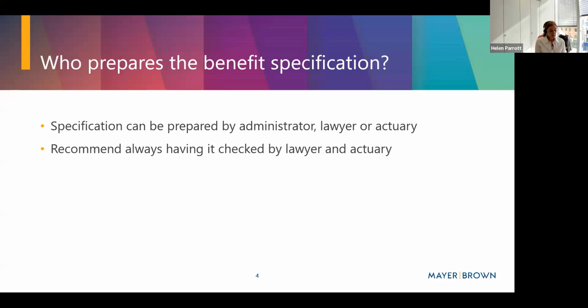So there's no magic as to who should prepare it. It can be prepared by the scheme administrator or the scheme lawyer or the actuary. We would always recommend having it checked by the lawyer and the actuary. Why would we recommend this? It's basically because care needs to be taken to ensure that the correct rules are used to determine members' benefits. And if it's originally prepared by either the actuaries or the lawyers, then the reverse is true. You need to have input from the scheme's admin team.